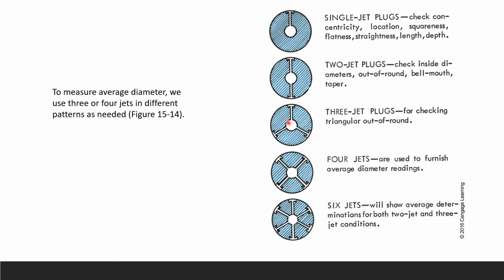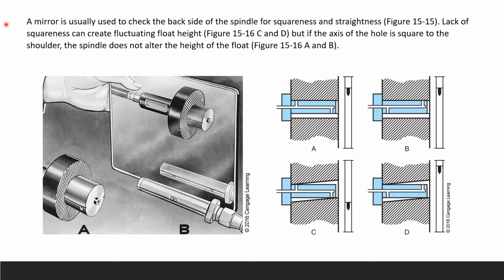Again, what are we designing? We're playing with the airflow through that spindle. We usually use a mirror to check the back side of the spindle for squareness and straightness. Lack of squareness can create fluctuation in the float height, but if the axis of the hole is square to the shoulder, the spindle does not alter the height of the float.